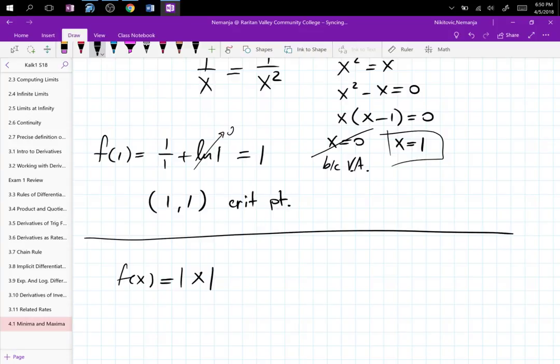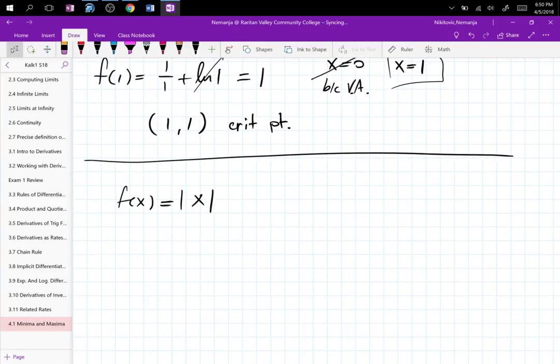You have to say the domain is... Yeah, domain is from negative infinity to infinity. Oh, the range. Yes, range. So, the derivative is what? 1 and -1.